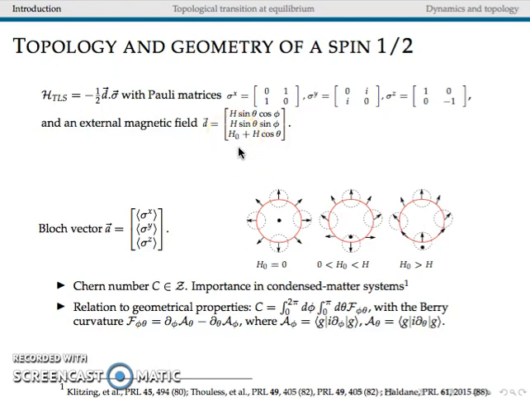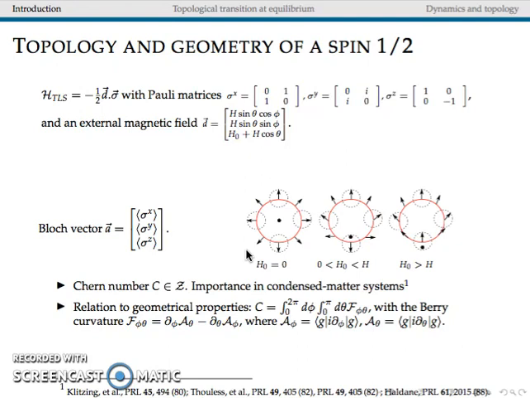For any given value of theta and phi, one can find the ground state of the system and represent it by its Bloch vector, defined in this way. Let's first consider the case h0 equals 0 and plot the ground state Bloch vector when theta varies. This is shown here on this plot.